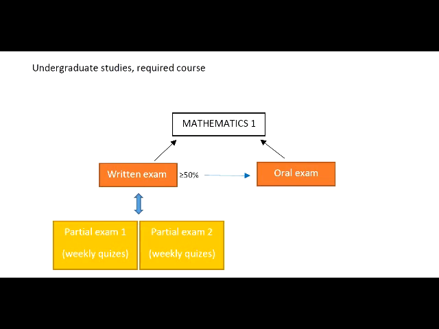Now, to pass the first one, the written exam, they could either take the test at the end of the semester, where they have to achieve at least 50%, or they could take 2 partial exams that are scheduled during the semester. Now, to attend these partial exams, they need to pass weekly quizzes that we open in our Moodle classrooms first.